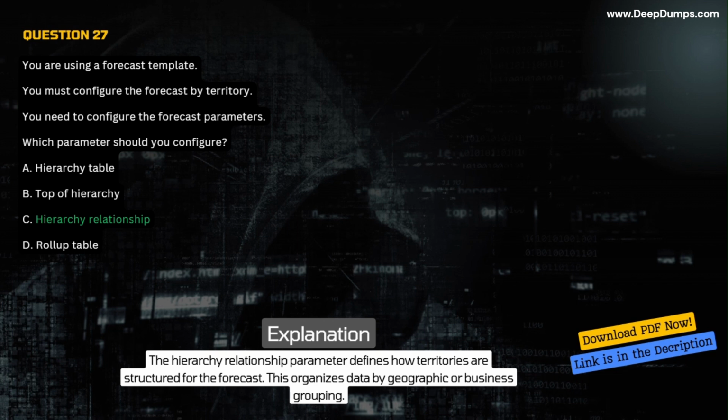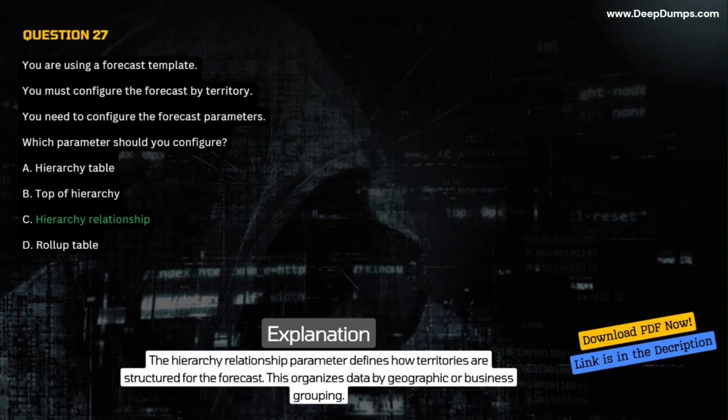Explanation. The hierarchy relationship parameter defines how territories are structured for the forecast. This organizes data by geographic or business grouping.